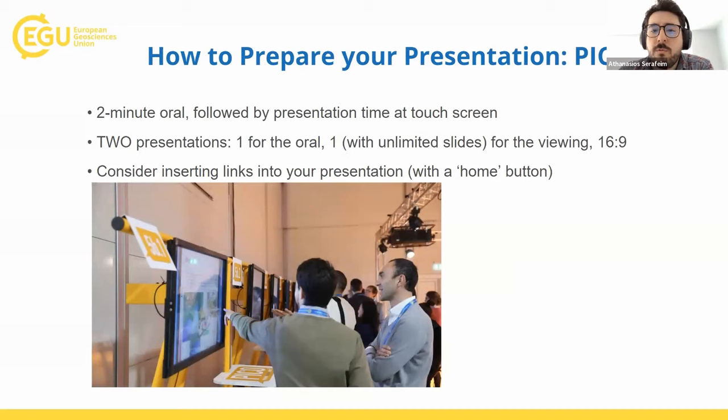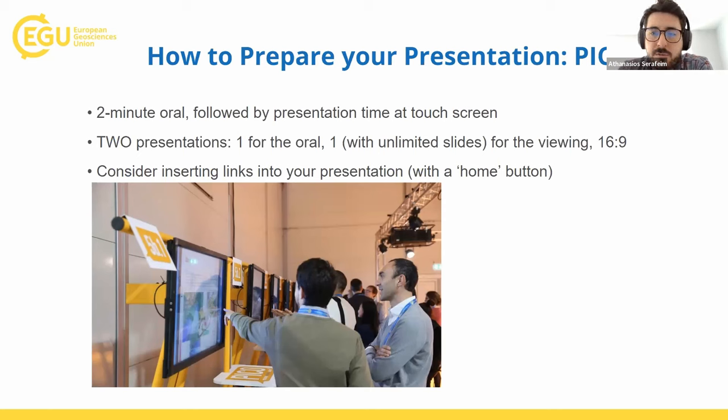Let's move on to our final presentation type, which is the PICO sessions. The PICO sessions consist of a 2-minute oral presentation followed by a presentation time at the touchscreen. This format gives you a dynamic way to engage with your audience and allows for interactive discussions about your work. Keep in mind that you'll need to prepare 2 presentations for a PICO session. The first one is for the oral presentation, and the second one is for the viewing at the touchscreen.